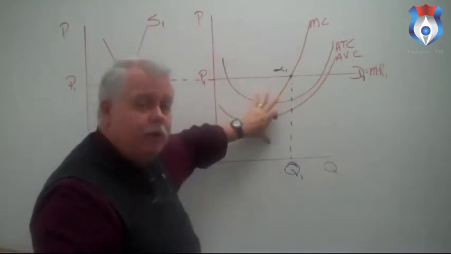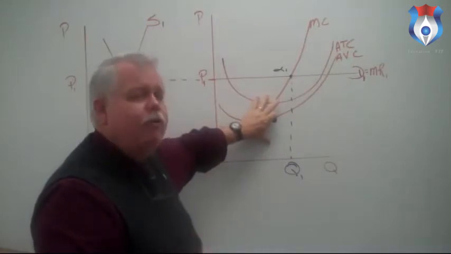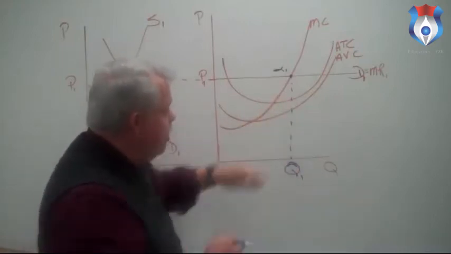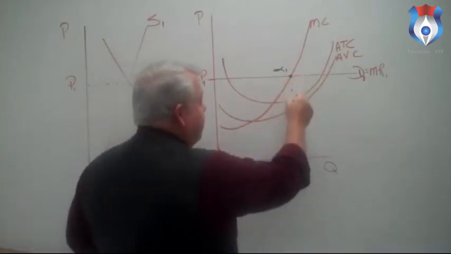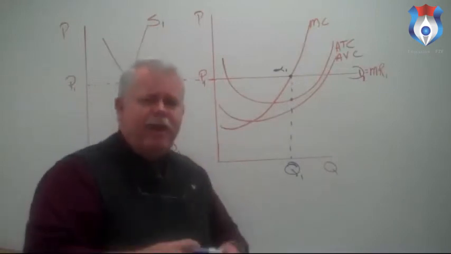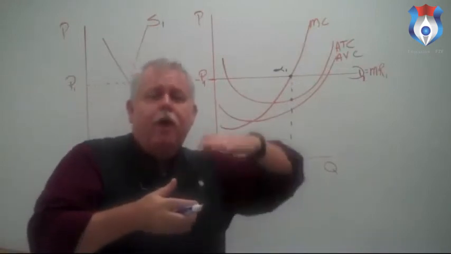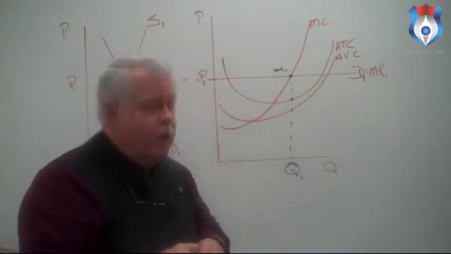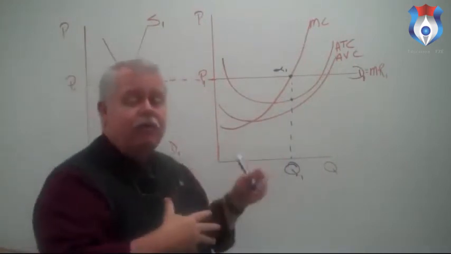How profitable is this company? Are they making a profit, an economic profit, or are they losing money? And the answer is that at this quantity, when we measure up, the price is higher than the average total cost, and they're making a profit. They're making an economic profit, a profit above a normal rate of return. They're doing very well. What's going to happen in this industry?